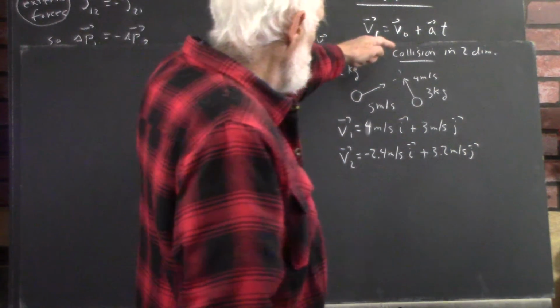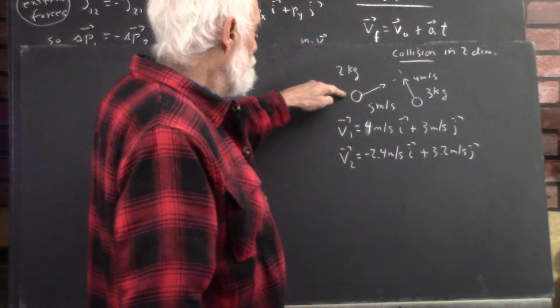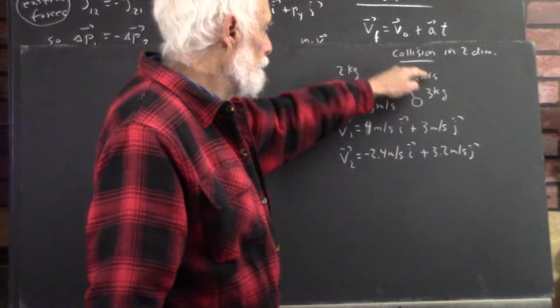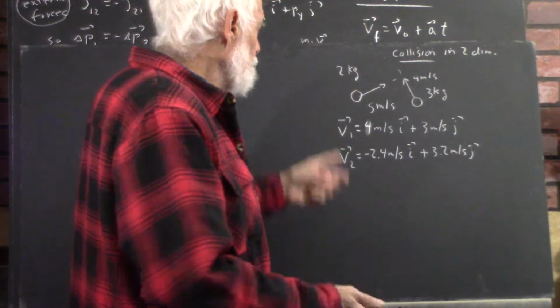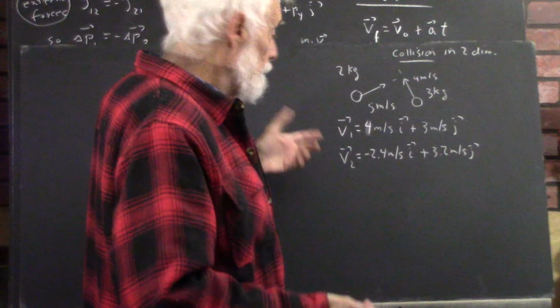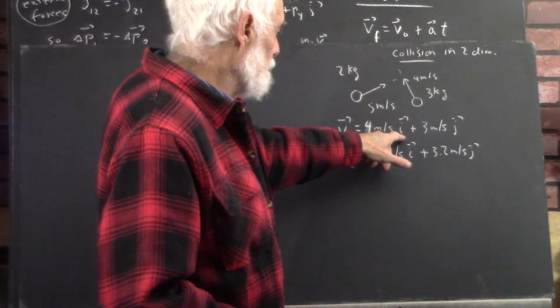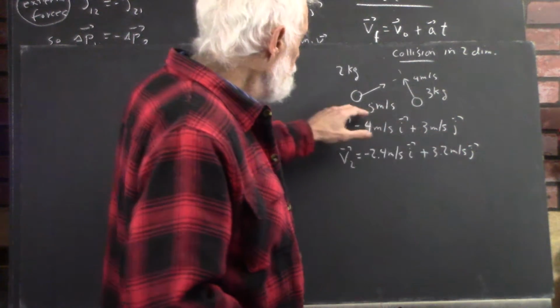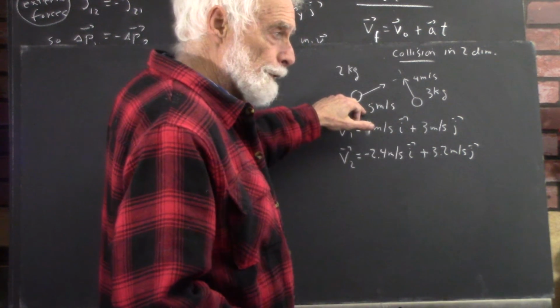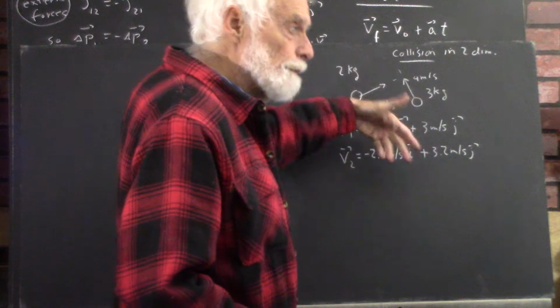Okay, now again, collision in 2 dimensions. 2 kilograms at 5 meters per second, 3 kilograms at 4 meters per second. And the angles are such that the components are V1 equals 4 meters per second times I plus 3 meters per second times J.